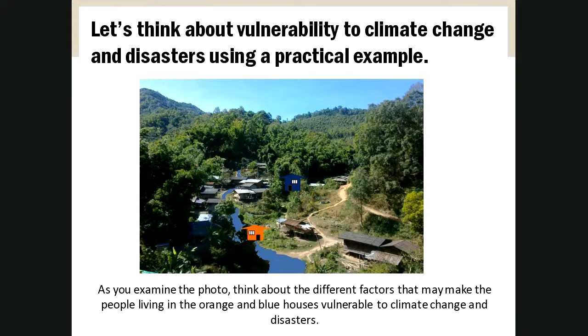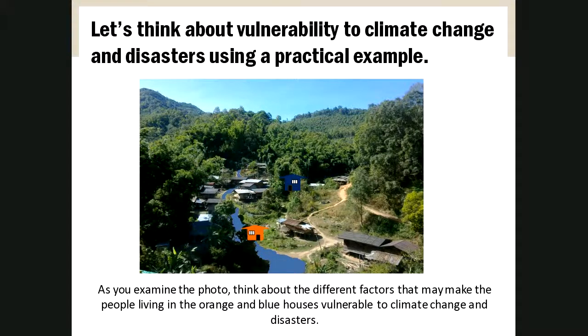It's not rocket science. It's quite easy. The orange house is down by the river. The blue house is up on the hill, away from the river. So the people in the orange house would be more vulnerable to certain aspects.